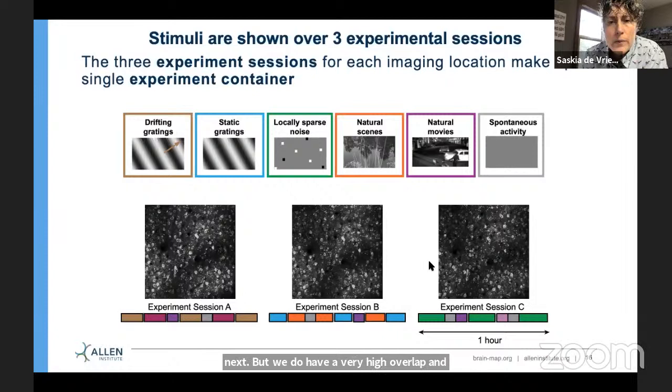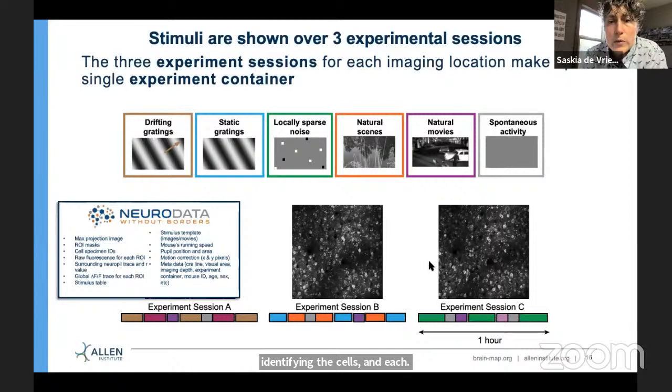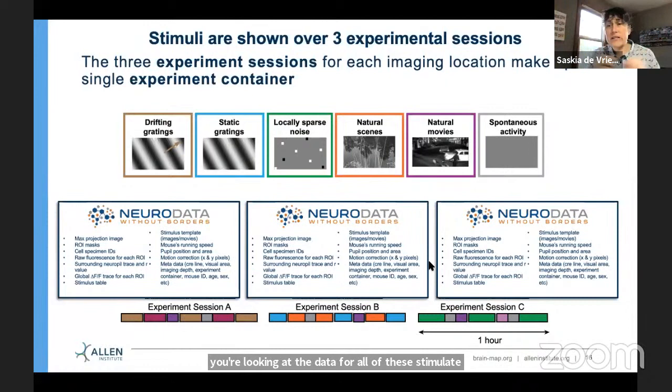Because of how these are done, for each experimental session, we have a single NWB file for each separate session. So if you're looking at the data for all of these stimuli for a particular cell, you're actually going to be looking across several different files to deal with that data.